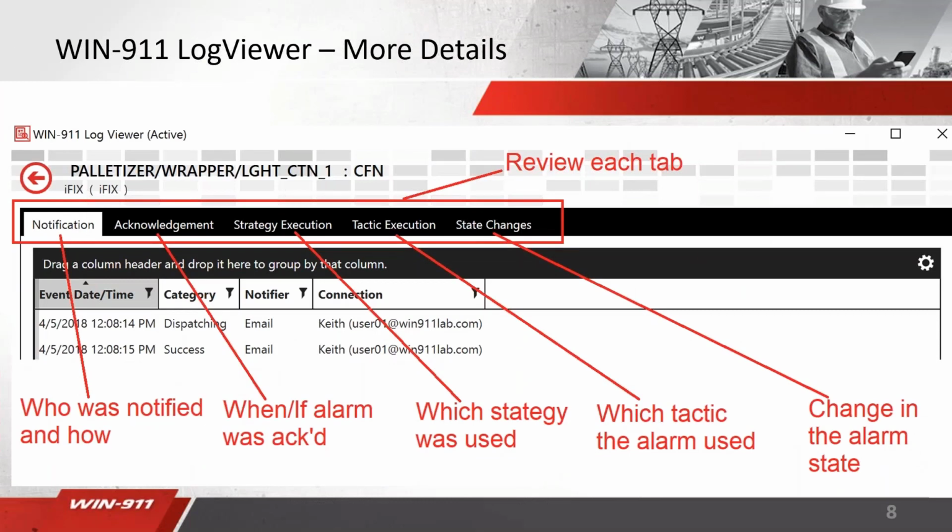You see the notifications. You can see it's dispatching to email Keith and success. That's who was notified. You got the acknowledgement tab for when or if the alarm was acknowledged, who did it. You got the strategy execution, which strategy did it hit. Your tactic execution, pulled straight from the strategy settings, and any state changes. So a lot of good info to troubleshoot what's going on when you get an alarm and maybe it's not working the right way that you'd expect.